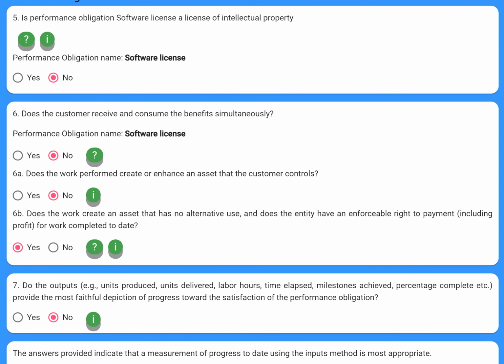Something that you would need to give consideration to, because again, you have to be entitled to consideration, including profit, throughout the entire duration of the contract. So termination provisions and what consideration you would receive upon termination can impact whether this criteria is met.